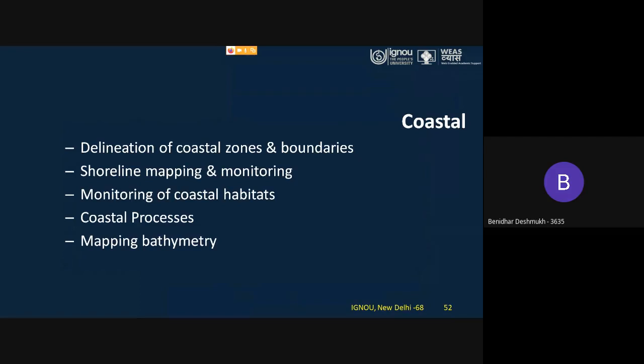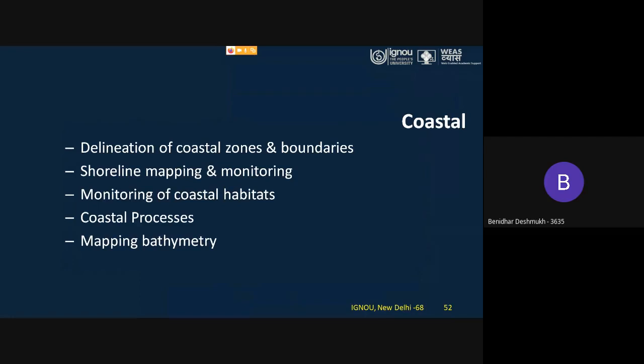Coming to the coastal zone, earlier we discussed some examples about the land, and then we discussed about underground also. I will have some more slides afterwards, but let us now come to the coastal part. In the coastal area, it is used for identifying the coastal zones and the boundaries. You might have heard about the coastal regulation zones. That CRZ, there are 4 types of zones. Those zones have been mapped using remote sensing data.